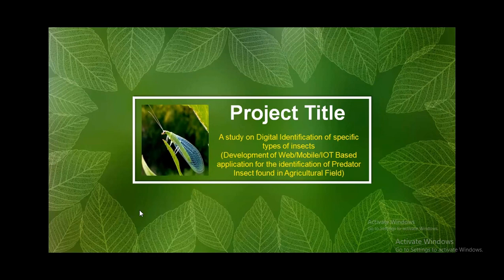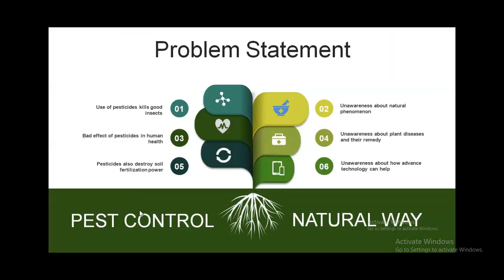So my project basically involves two things. One is machine learning, another is some IoT implementation. The extended part I will demo later. So this is my project title, and the problem statement is what I am focusing on here: pest control in a natural way. The use of pesticides kills good insects. We should know that in the agricultural field we have good insects beside the bad insects also. If we can preserve those good insects, they will hunt those bad insects, and in that way we can implement a natural pest control mechanism.